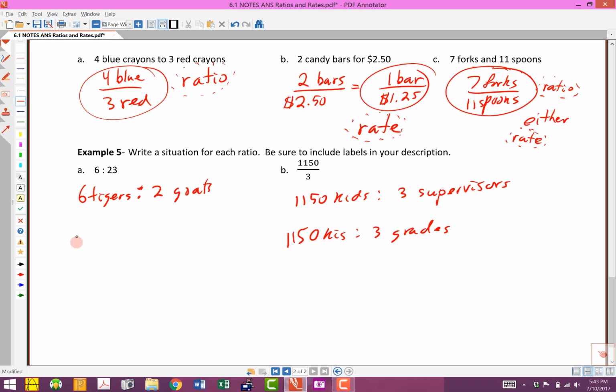We could say something like, on this one, we could say 6 cones, like ice cream cones, and we could do 23 bowls or something like that. Lots of different ways to do stuff like that. So anyway, hopefully you're getting a sense for rates and ratios.